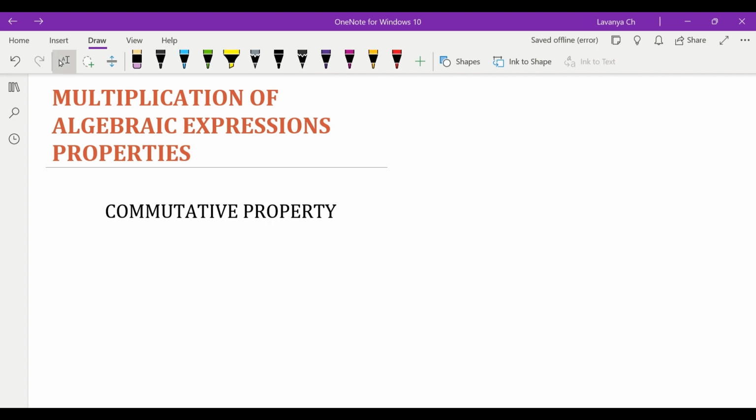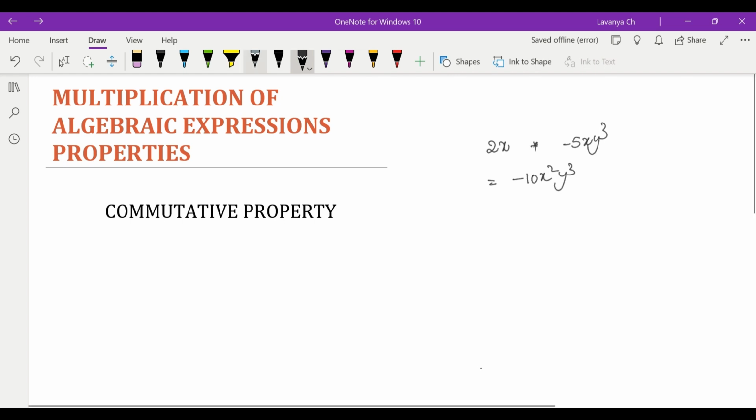Now, the commutative property says that the swapping of the polynomials shouldn't affect the result. Initially, we will take two polynomials, say 2x into minus 5xy cube. If we perform this particular multiplication operation, the result should be the same even when we swap the position of the polynomials. Let us do this. 2 into minus 5 is minus 10. x into x is x square y cube.